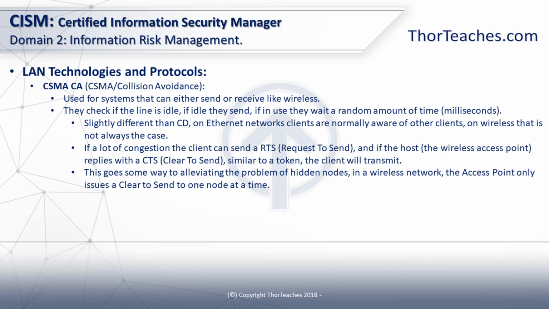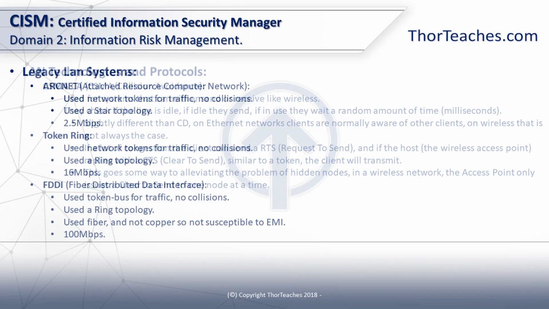So with collision avoidance, if there's a lot of congestion, a client can send an RTS or a request to send, and if the host, in this case the wireless access point, replies with a clear to send, similar to a token, the client will transmit. If they don't get the token back, they hold off. And the request to send and the clear to send is designed to somewhat alleviate the fact that we don't know if anyone else is connected to that access point. It's not super efficient, but that is how wireless access points work for now. Only one node is clear to send at a time, and who it is is determined by the access point.